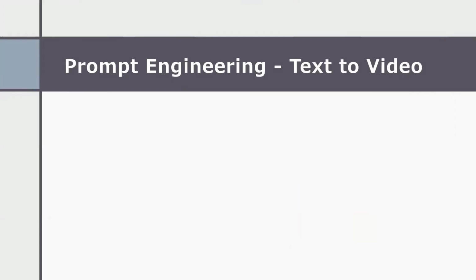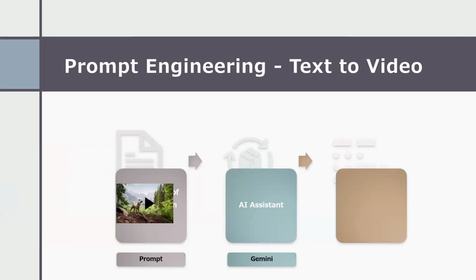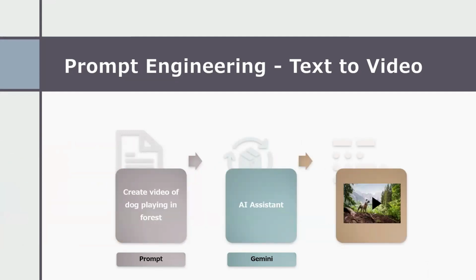Let's look at text to video, which is a very upcoming area. Here the prompt is create video of dog playing in forest, which the AI assistant will respond to by generating a short video based on your prompt. Here the example of AI assistant used is Gemini.